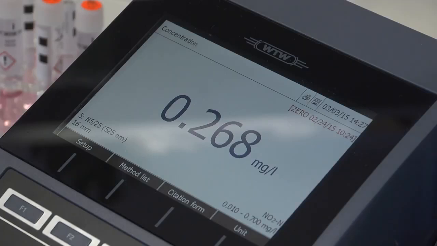Modern photometers offer a multitude of functions for simple and comprehensive measurements as well as pre-programmed methods. Analytical quality assurance is only one of many examples.